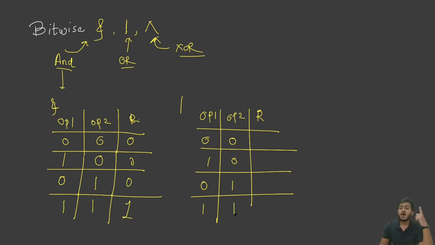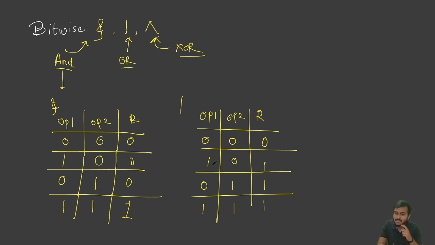Now in case of the OR operator, the answer is going to be 0 if both the bits are 0, otherwise it is going to be 1. Okay, so the answer is going to be 0 if both the operands are 0, otherwise the answer is going to be 1.